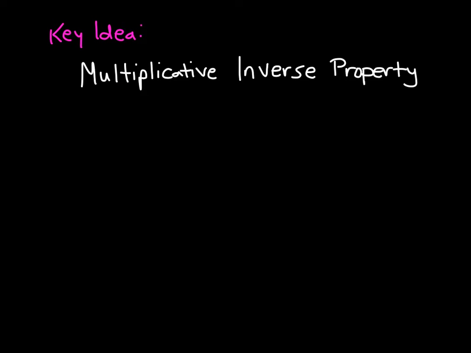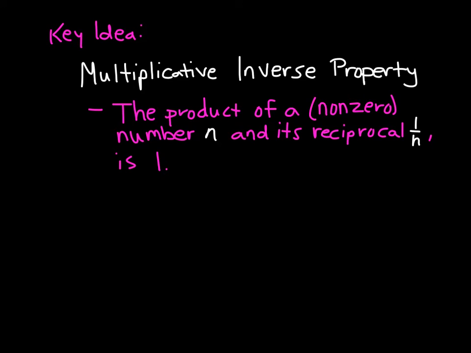Our next key idea is our multiplicative inverse property. So this is a little bit different. It means the product of a non-zero number, n, and its reciprocal, 1/n, is 1. So this seems to be a little confusing, but it's really not. If we know that the product means multiplication of a non-zero number n, so it can't be 0, obviously, and its reciprocal, we have to remember what a reciprocal is.